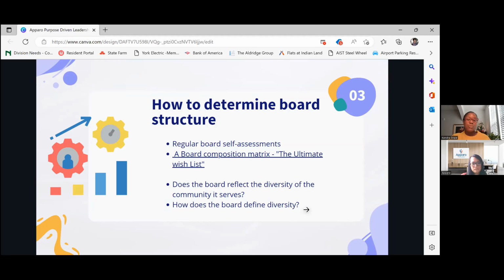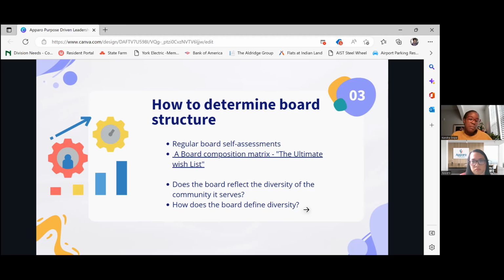So I would start with regular board self-assessments. You need to be in touch with what's happening on your board from an internal perspective, and being able to regularly assess yourself is a good starting point. Now, how do we assess ourselves? Well, there's a board composition matrix, and I like to call it the ultimate wish list. This would basically say, who and what do we need to add value to both the board and the organization?